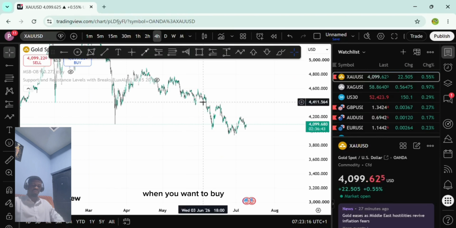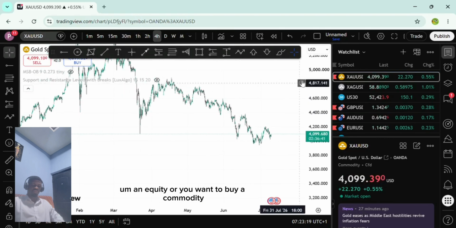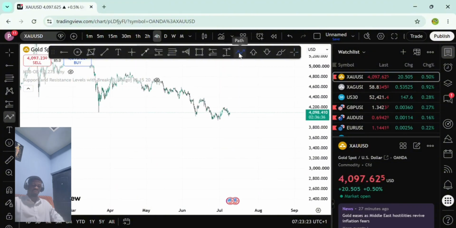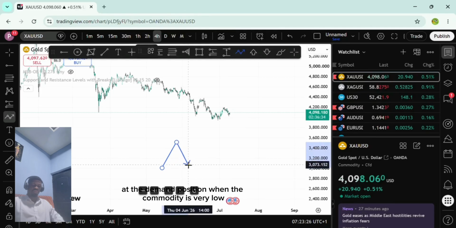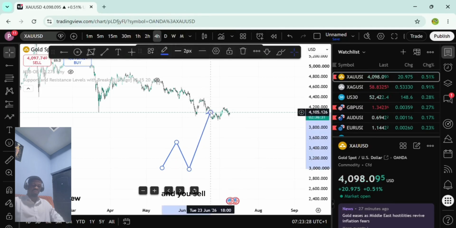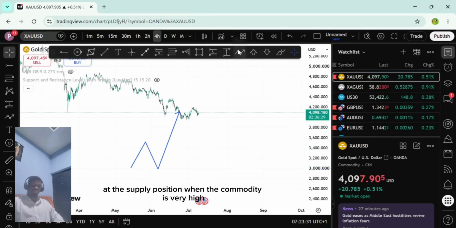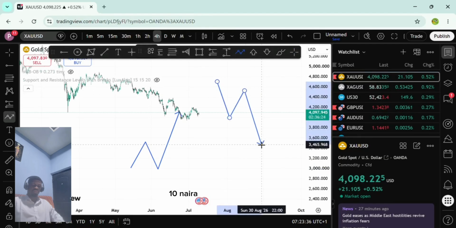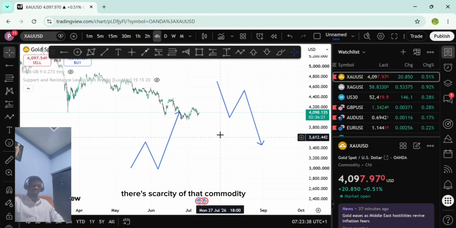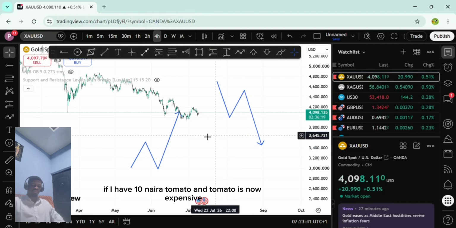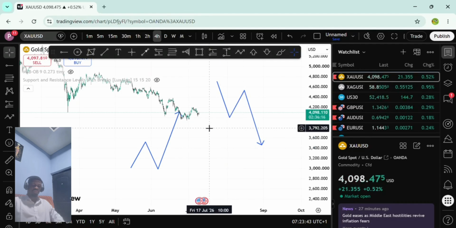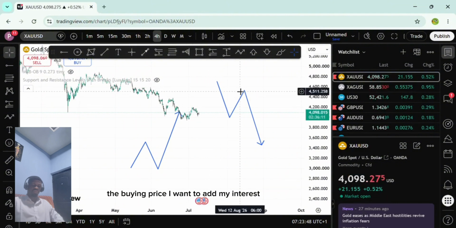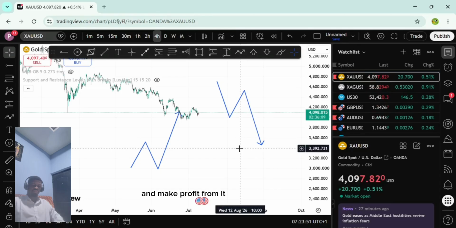When you want to buy an equity or a commodity, you buy when the commodity is very low. You buy at the demand position when the commodity is very low, and you sell at the supply position when the commodity is very high. If I have 10 naira tomato and tomato is now expensive, I will not want to sell at my cost price, the buying price. I will want to add my interest and make profit from it.